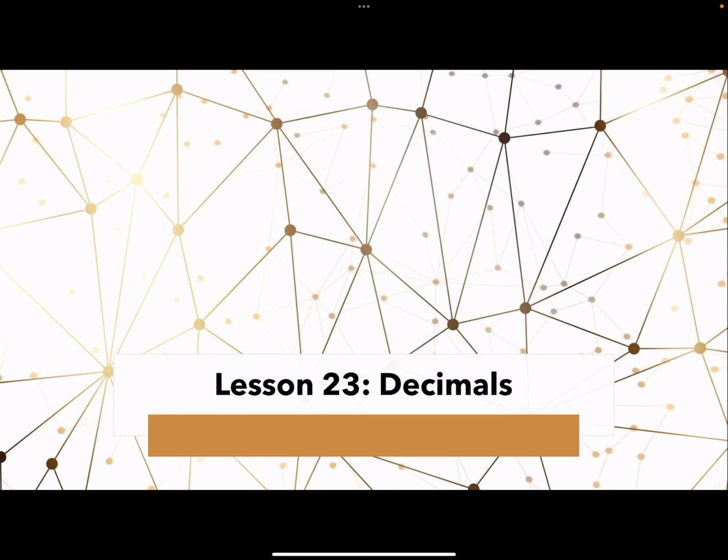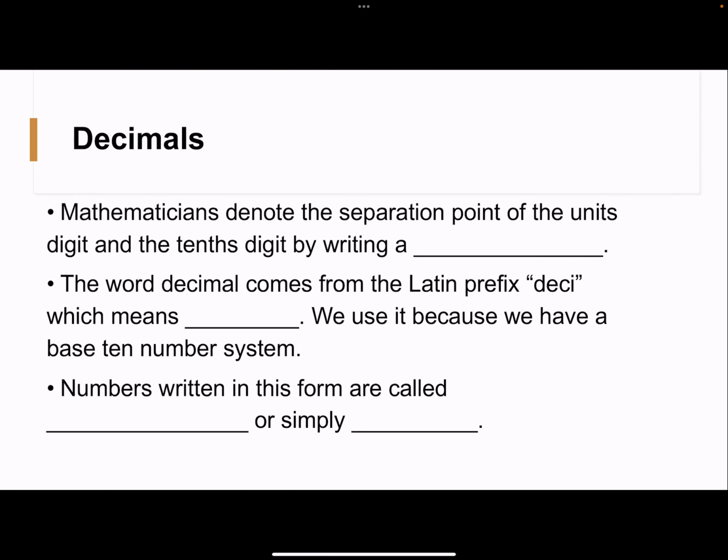Today we're going to talk about Lesson 23, Decimals. Mathematicians denote the separation point of the units digit and the tenths digit by writing a decimal point. So to the left side of the decimal point, you're going to see in our graphic on the next slide that we begin with the units digit. On the right side of the decimal point, we begin with the tenths digit.